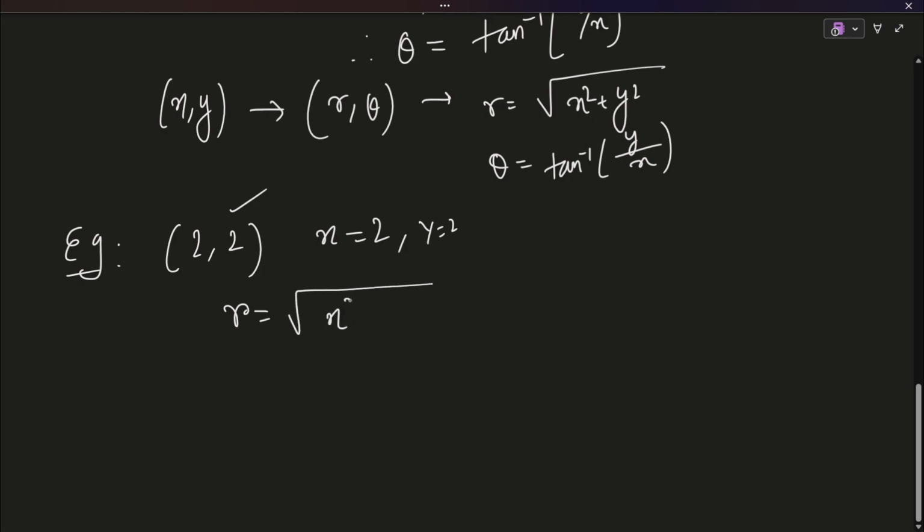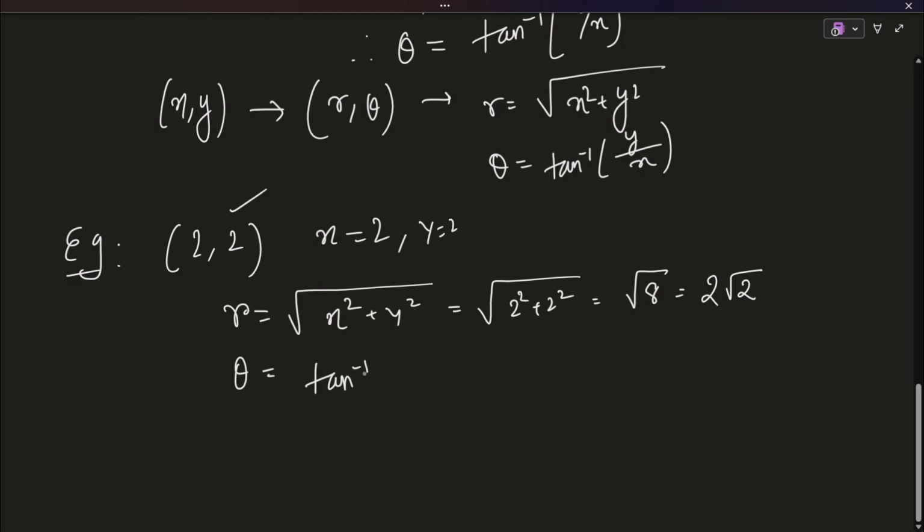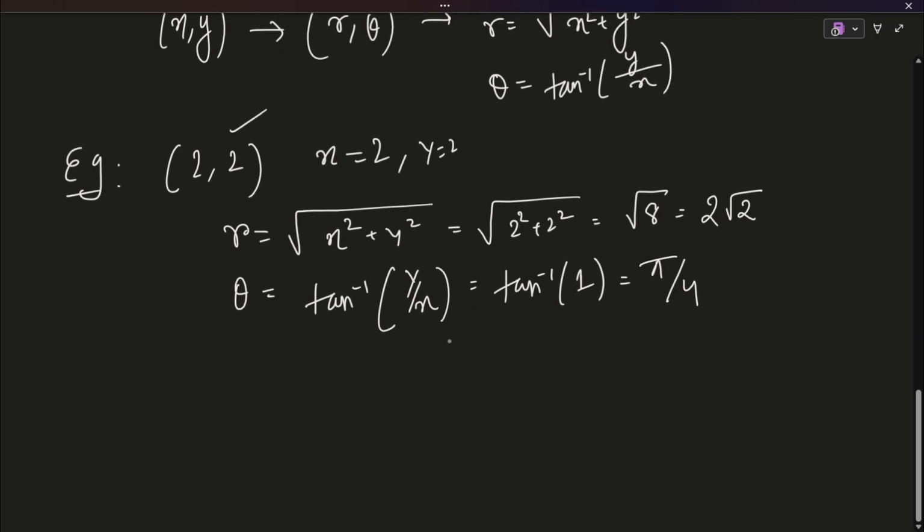So what is r? R is simply the square root of x square plus y square, and x square and y square are 2 square and 2 square. So 2 square plus 2 square is 4 plus 4, 8. So this is root 8. We can also simplify this and write it as 2 root 2. Now, what's theta? Theta was tan inverse y by x, and since y and x are both 2, you will get tan inverse of 1. And you remember tan of 45 degrees is 1, so tan inverse of 1 should be pi by 4. So our corresponding polar coordinates for 2 comma 2 is 2 root 2 comma pi by 4.